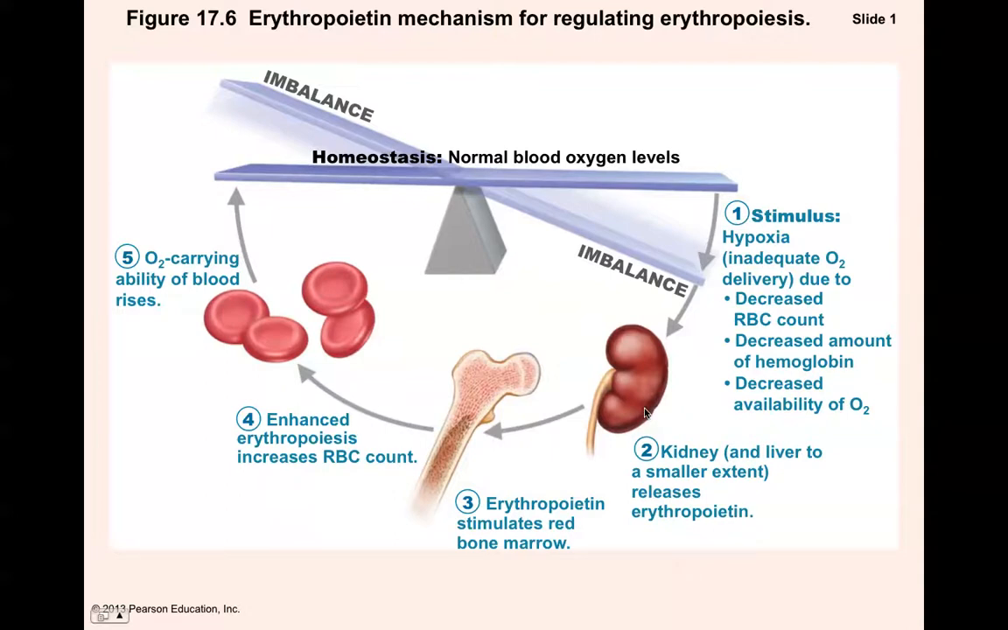Erythropoietin, as other hormones, travels in the bloodstream, and it will go to the red bone marrow to stimulate red blood cell production. Enhanced erythropoiesis increases red blood cell count. Therefore, the O2 carrying ability of the blood goes back up again to maintain a balance. Now, if you have too much of this erythropoiesis, the imbalance could go up the other way, too many red blood cells. But this is how the body normally reacts to keep the red blood cell count in balance.